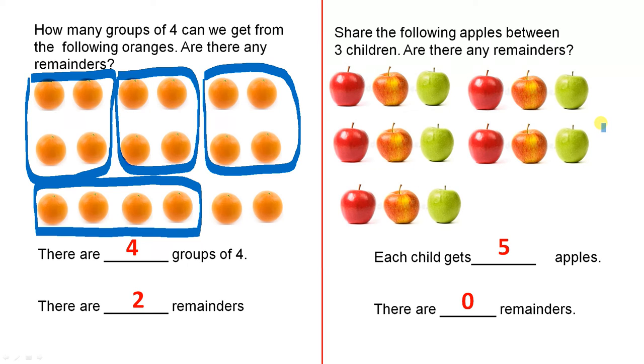Now remember, with this one, we're sharing the apples between 3 children. So each child gets 5 apples. And there are no remainders. So hopefully you went okay with those. You can go over the video anytime you like, and you can pause it for as long as you want.